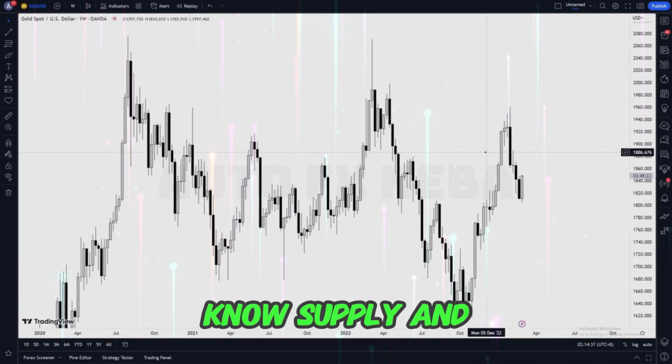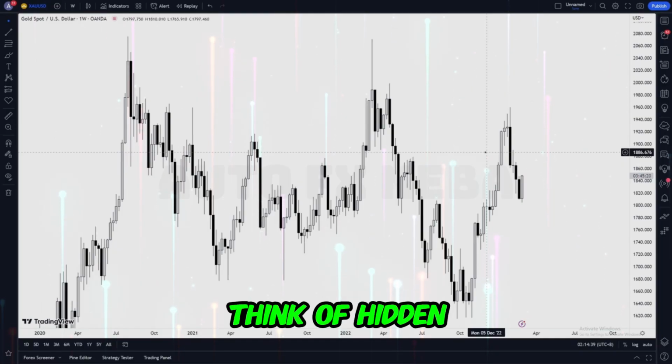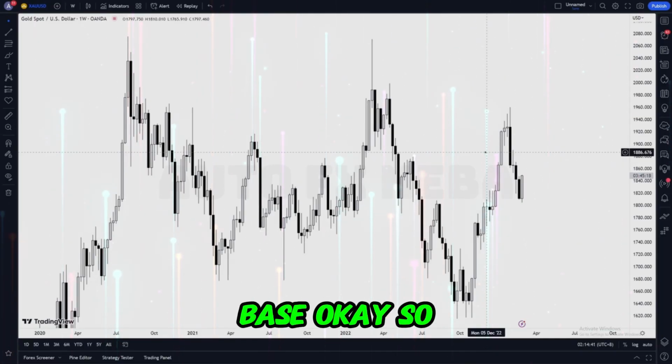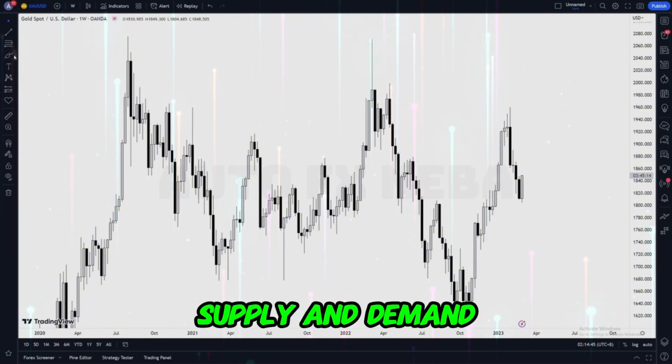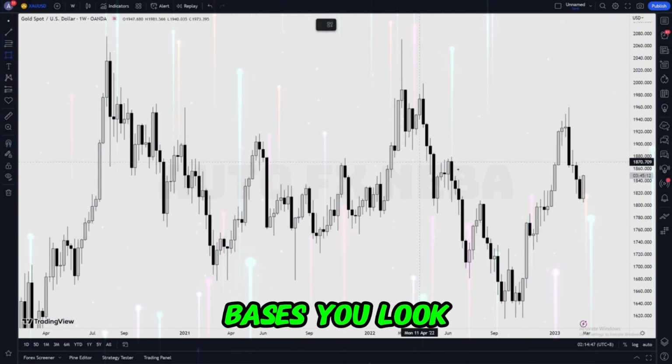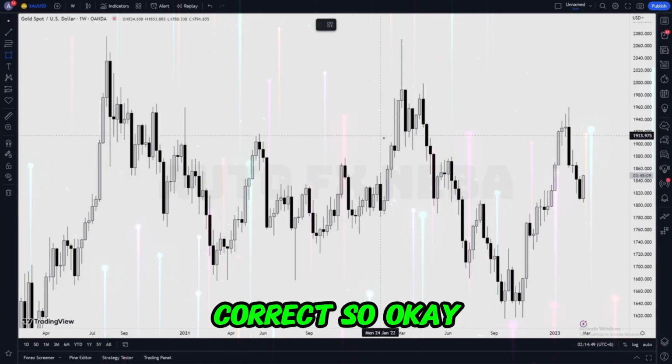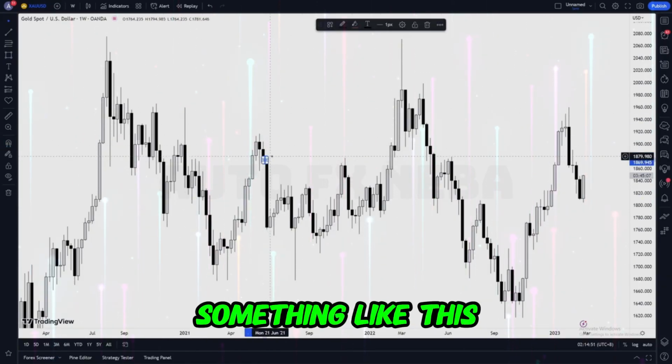Now, for those of you guys who know supply and demand, think of hidden base. For those of you who know S&D, supply and demand, how would you mark your hidden bases? You look for the kissing candles, correct? So, okay, you mark something like this.